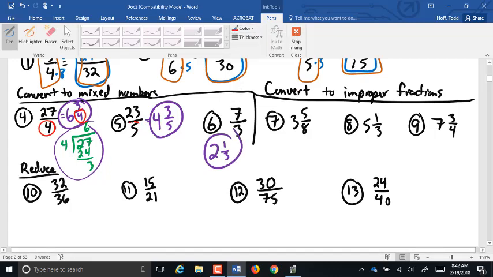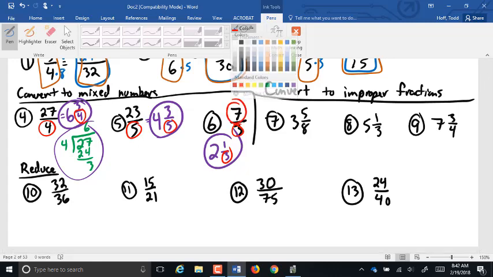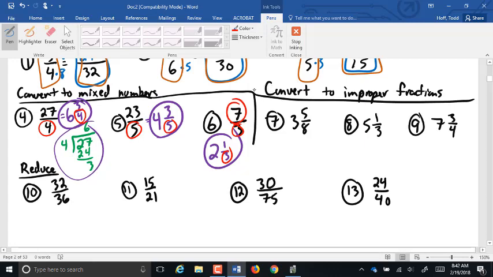Notice in all of these, the denominator doesn't change. It stays fourths. This stays fifths, and this stays thirds. The denominator doesn't change. All we're doing is taking some of these pieces up here and putting them together to make whole objects. Now 7 through 9, we're going the opposite direction. We want to take these mixed numbers and convert them back into improper fractions.